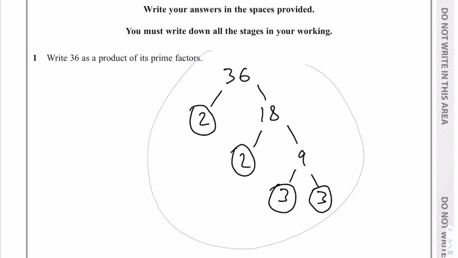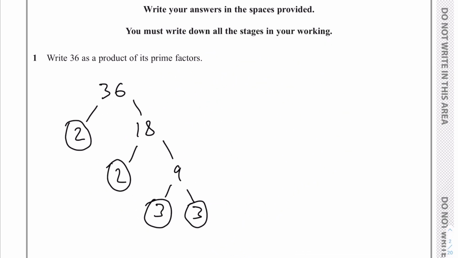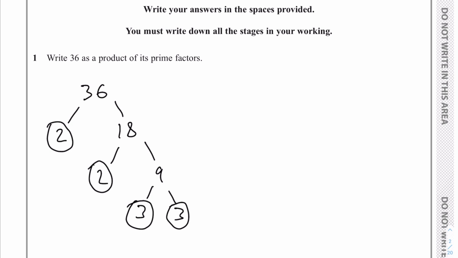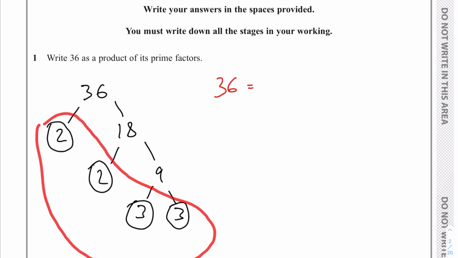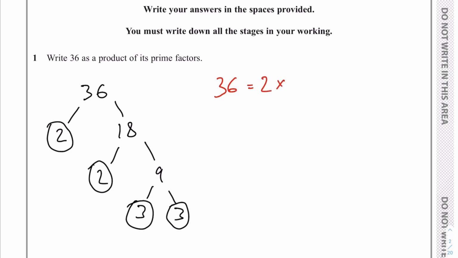So let's just take this to the side, just so we have more space on the right-hand side. We now know that 36 is equal to the product of all of these prime numbers. So 36 is equal to 2 times 2 times 3 times 3. And if you wrote this on your answer line, you would get full marks in this exam.